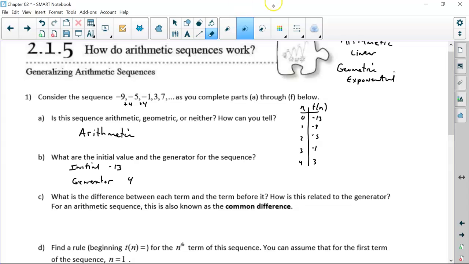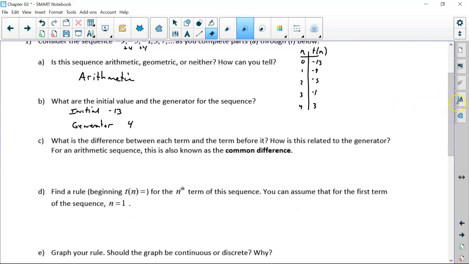So what we're going to do is skip to problem D, and we're going to write a rule. So our rule, T of n, equals our slope, because it's going to be in that y equals mx plus b form. Our slope is 4, so it's going to be 4n minus 13. That's our rule.